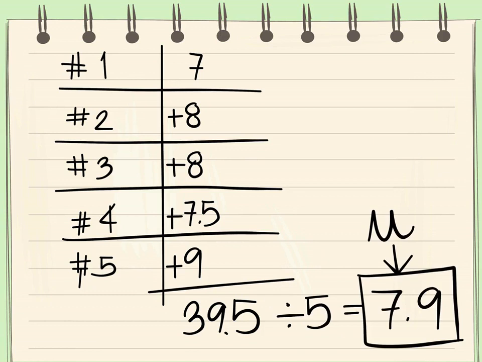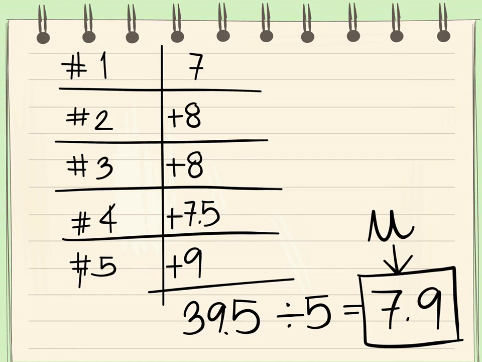Divide the sum by your sample size n. This will provide the average or mean of the data. For example, use our sample of tree heights, 7, 8, 8, 7.5, and 9. There are 5 numbers in our sample, so n equals 5. The sum of tree heights in our sample was 39.5. You would then divide this figure by 5 to figure out the mean.